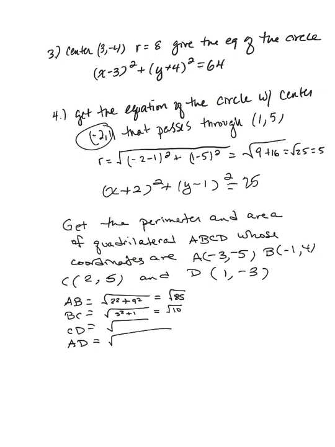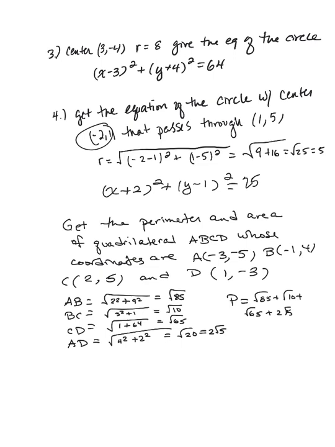CD, 2 to 1 is 1 away. 5 to -3 is 8 away. Okay, 8 squared is 64. Square root is 65. And then A to D, -3 to 1 is 4 away. -5 to -3 is 2 away. Square root of 20. So that can be lowered to 2 square root of 5. Okay, but these are not combinable. So the perimeter is literally rad 85 plus rad 10 plus rad 65 plus 2 rad 5.